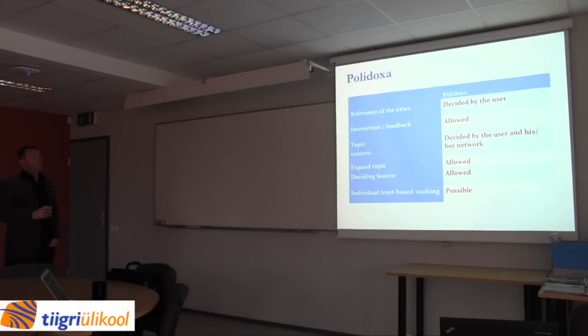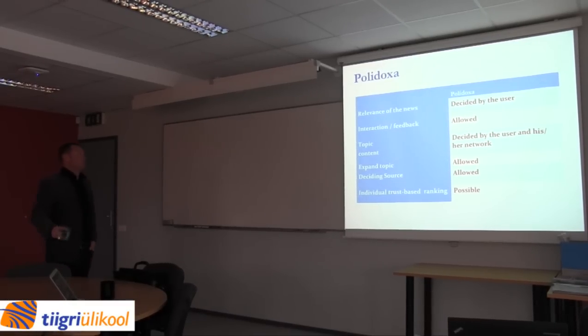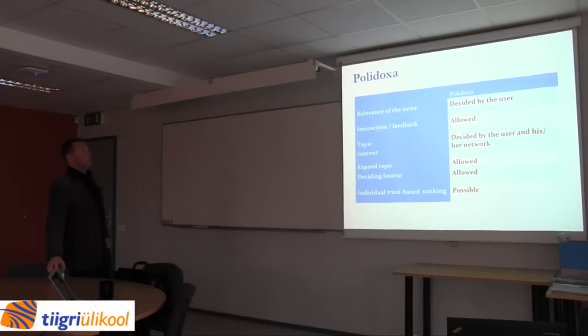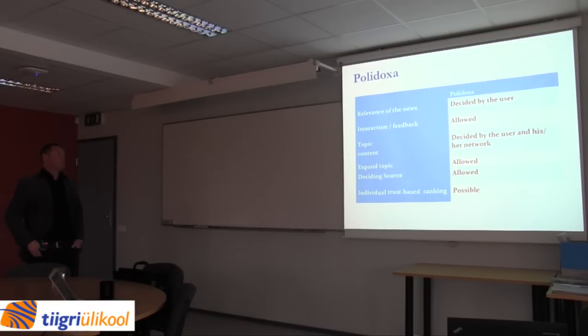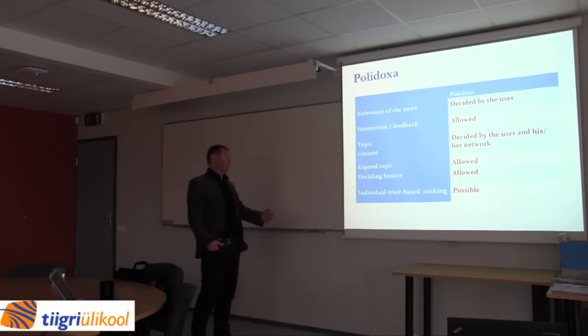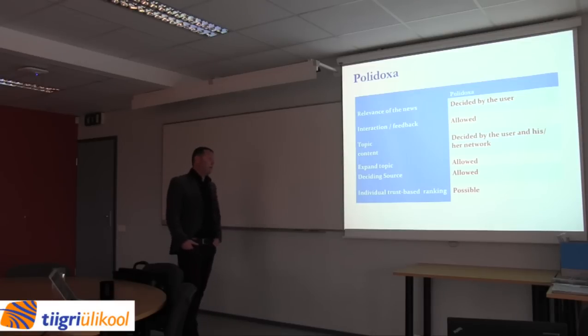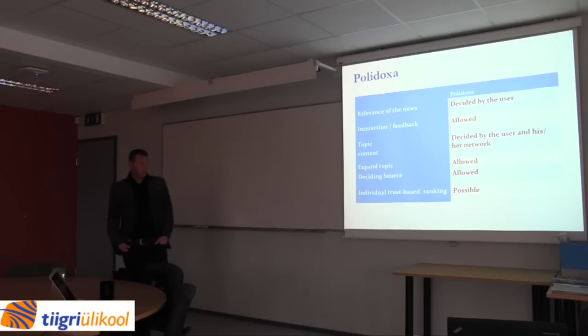that shows how Polidoxa is fixing some of the issues I told you before. So relevance of the news is now decided by the user. You are allowed to interact, something that you cannot do with TV. You can decide the content of the discussion. You can expand the topic. You can decide the source. And now, finally, you also have this individual trust-based ranking.